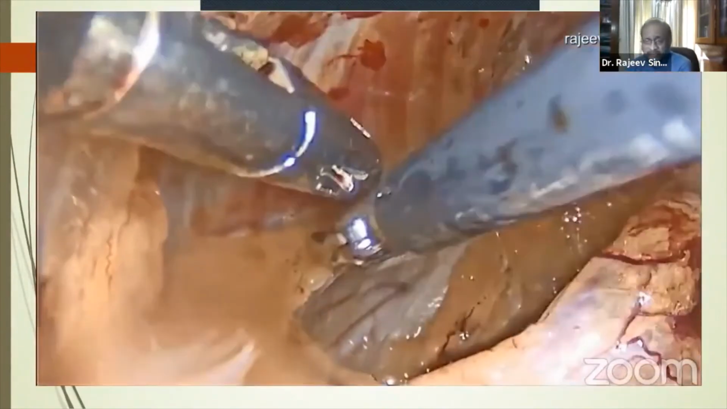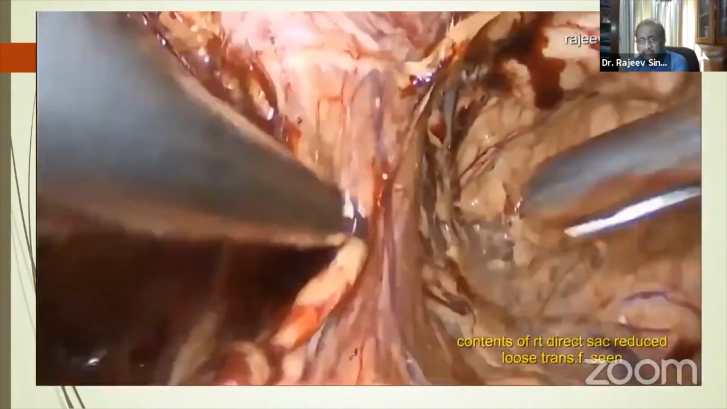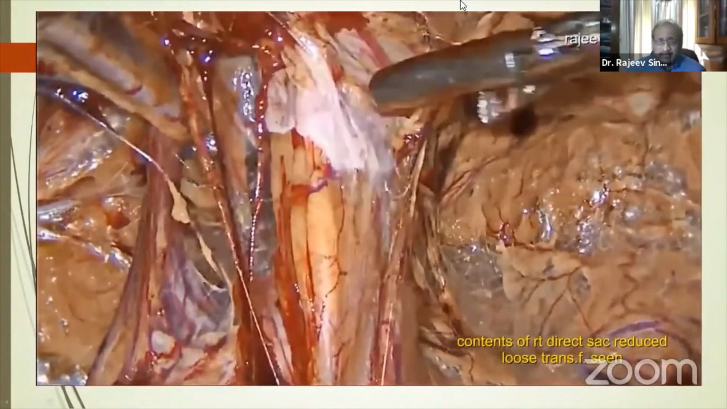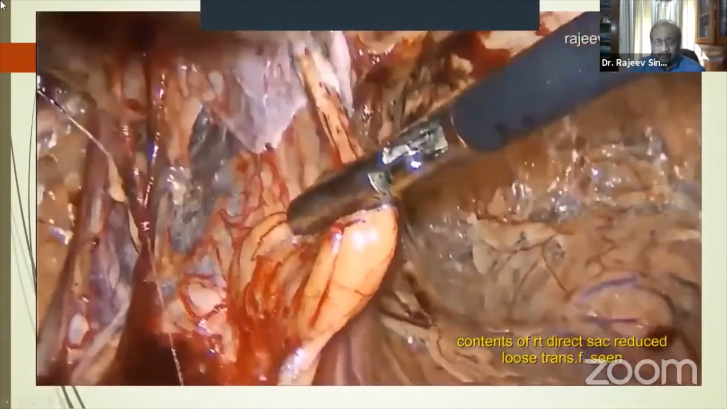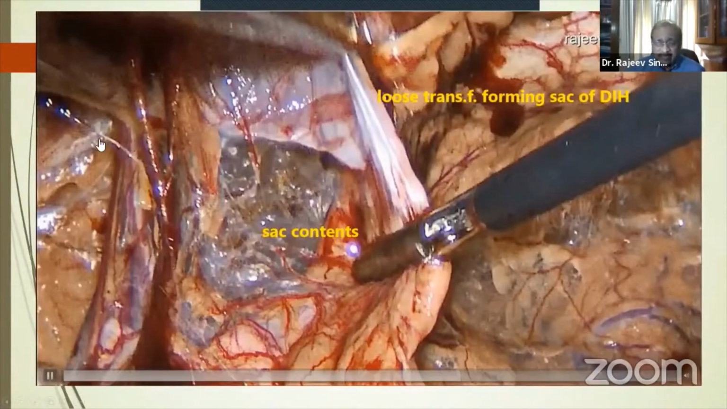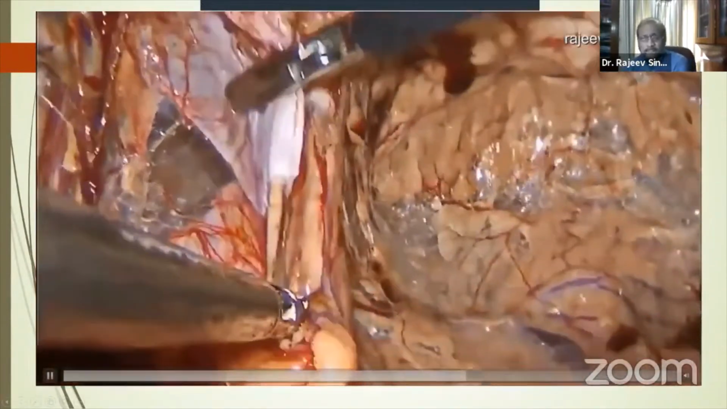Now once I have got enough space laterally, either you do this before or you do this after the sac has been deposited. Now, unfortunately, this was a direct inguinal hernia. You can very well see the transversalis fascia. Can you see the transversalis fascia out here? The edge of the transversalis fascia. And you can see the reposition. That is the loose transversalis fascia forming the sac and these sac contents. You easily deposit it back. Deposition done.